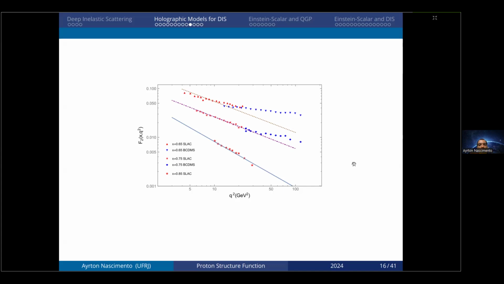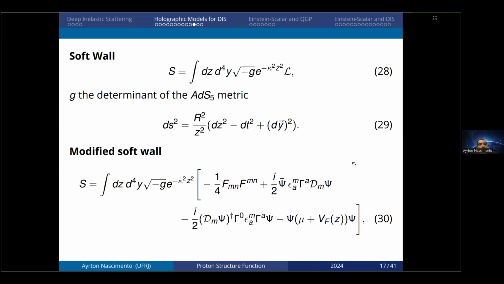So another model I'm going to talk about is the soft wall model and the modified soft wall model. I'm not going to spend much time on this because I have already told you about the other model. So basically, in the soft wall model, you have a Lagrangian like this and a conventional AdS metric like this. Okay. But the thing is, when you work with a soft wall Lagrangian like this, the exponential factor over here for fermions gets factored out of the equations of motion.